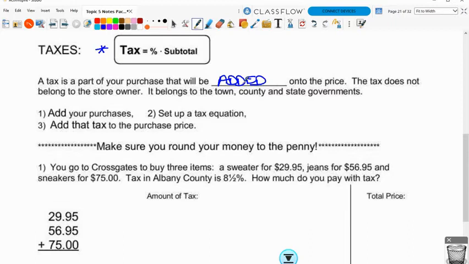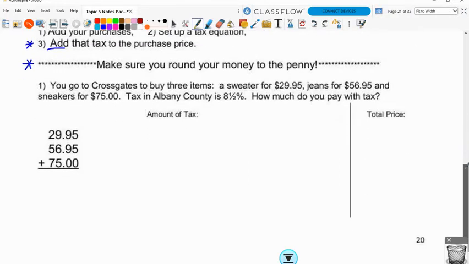Your process is going to be the same. The first thing that you have to do, if necessary, is add your purchases. That'll give you your subtotal, which we need here in the equation. Once we know our subtotal, then we can set up that tax equation. And remember, at the end, tax gets added onto the price. Remember, with money, oftentimes when we do these calculations, we don't get a decimal that can represent money. Money always has to be rounded to the nearest penny, which is to the nearest hundredth.